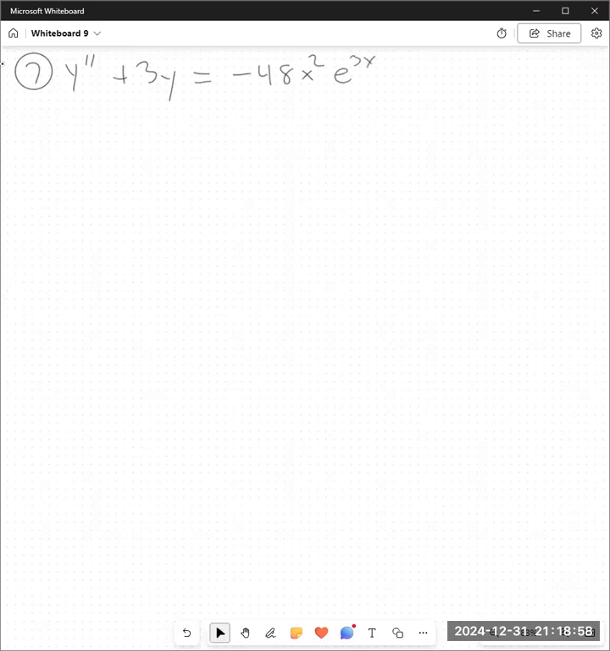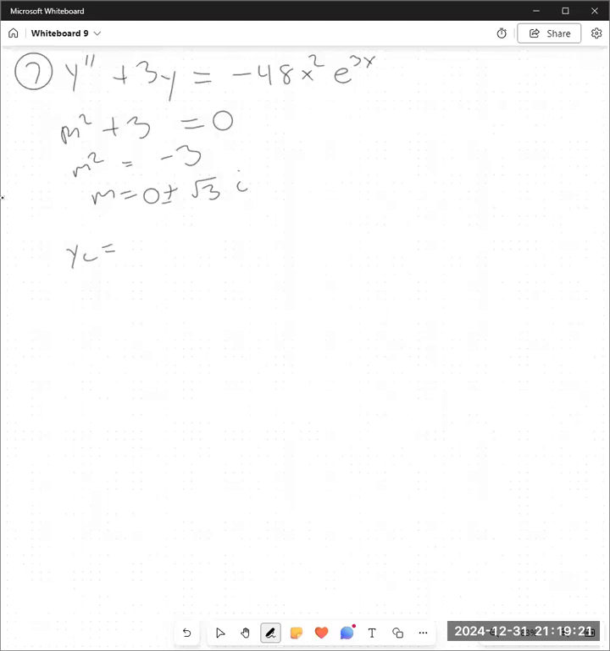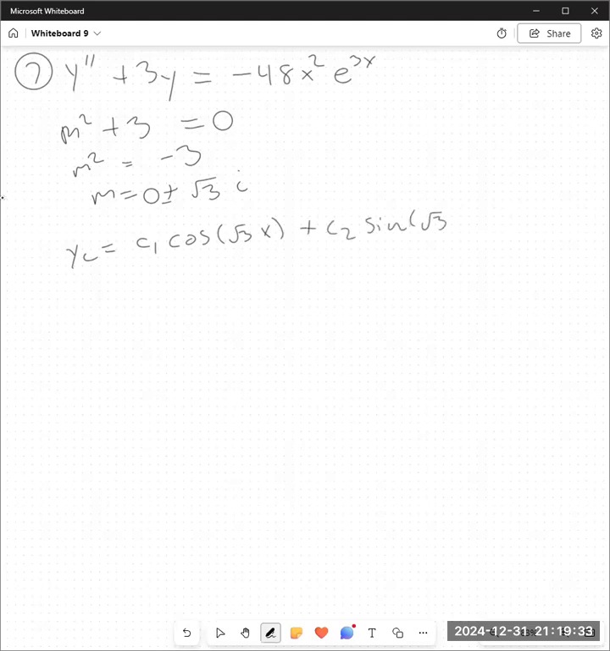So what we see is that our auxiliary equation will be m squared plus 3 is equal to 0. So m squared will be equal to negative 3, making m equal to plus or minus root 3i. That's a 0 plus or minus root 3i. So our yc is going to be e to the 0 is 1, c1 cosine of root 3x plus c2 sine of root 3x.